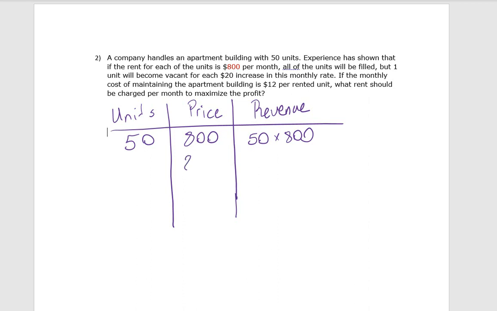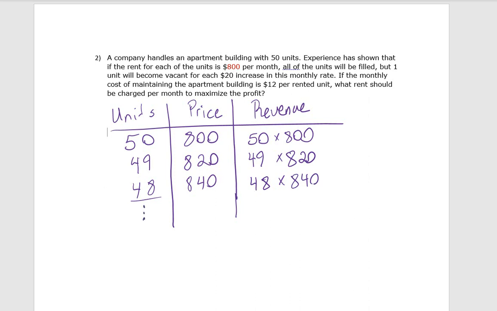Now, if they increase the price by $20, then they're going to lose renting out that 1 unit. So the revenue is going to be 49 times that 820. So if they increase the price another $20 to 840, then they're going to lose another unit, and their revenue will only be 48 times 840. Now, if we keep doing this, we're going to end up with 50 minus x, where x is going to be the number of vacant units. The price is going to be 800 plus $20 times x.